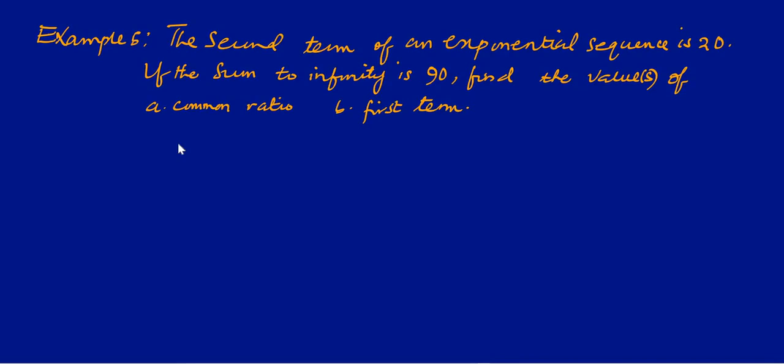So the second term of an exponential sequence is 20. When you hear exponential sequence, it means geometric progression, geometric sequence. If the sum to infinity is 90, find the values of A, common ratio, B, the first term. Solution.